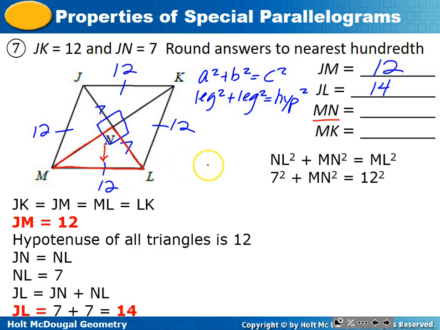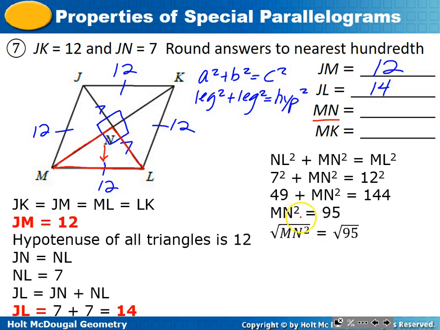So when we do this, we get 7 squared because we're just plugging in the 7 right here. And then MN we don't know, and then we've got 12 here. This again is our hypotenuse. So 7 squared is 49, and 12 squared is 144. We would then subtract the 49 from both sides, and we would get 95. Now recall, if I'm looking for MN and I have MN squared, I have to take the square root of both sides of this to get rid of that square right there. So that's exactly what I'm going to do. So when I do that, I'm going to get that MN is equal to 9.75. So that's our MN. So we're going to go ahead and put it up here, 9.75.